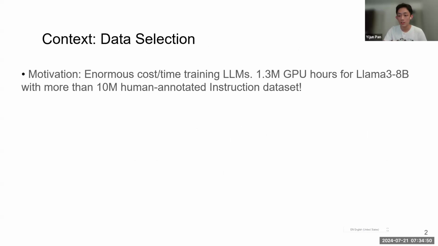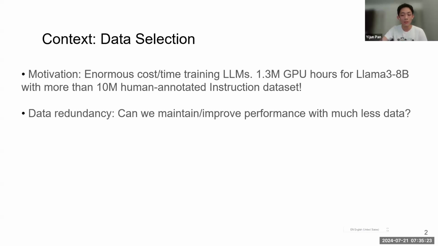So data selection is the use of data attribution to select influential data for a particular task, or maintaining model performance with much less data. The motivation is the enormous cost and time of training large language models. For example, the Llama 3 8 billion model requires over 1 million GPU hours, and we're facing human annotated instruction datasets of more than 10 million in size.